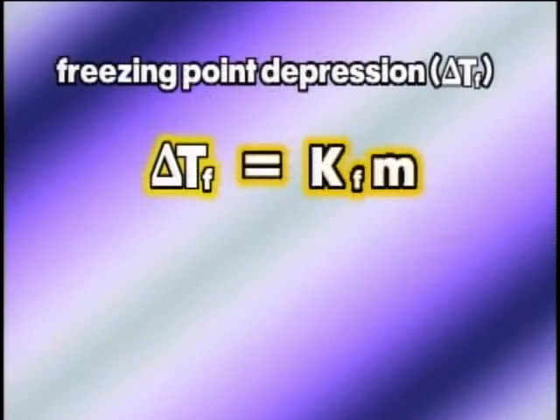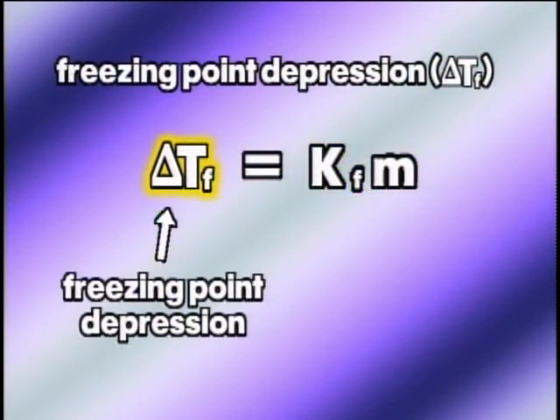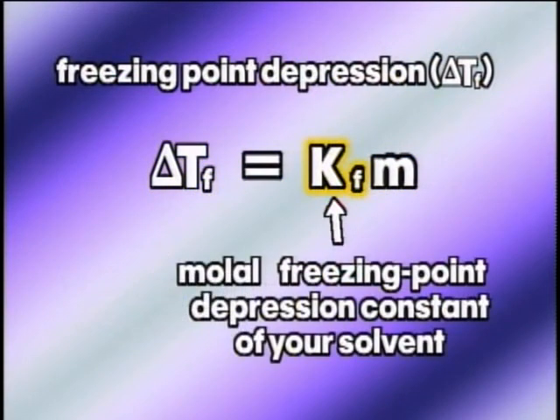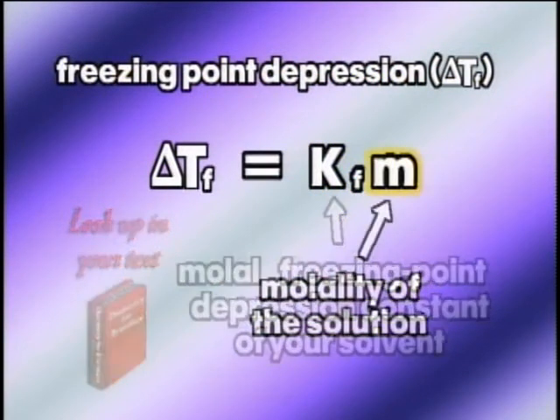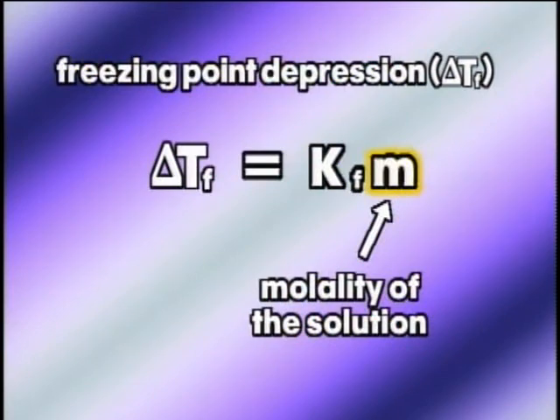We figure freezing point depression with this equation. Delta T equals K sub F times m. Delta T sub F is, of course, the change in temperature, or the freezing point depression. K sub F, F for freezing, is the molal freezing point depression constant of your solvent, which you will look up in the freezing point constant table in your textbook. And lowercase m is the molality of the solution.